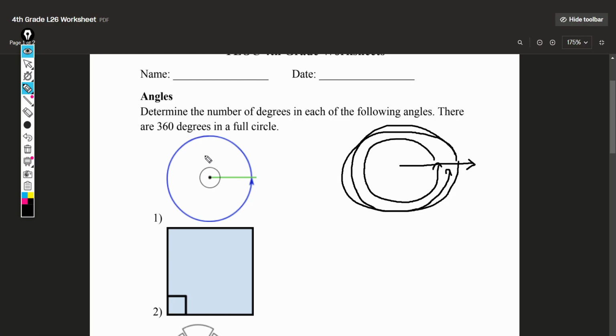And the way we can find the next few angles is we can find how much of a circle they are. If you have a section of the circle, then we can find how much of the circle this is and then multiply that by 360 degrees.